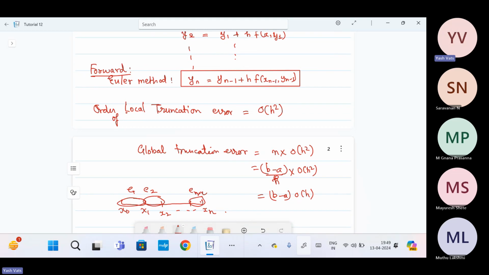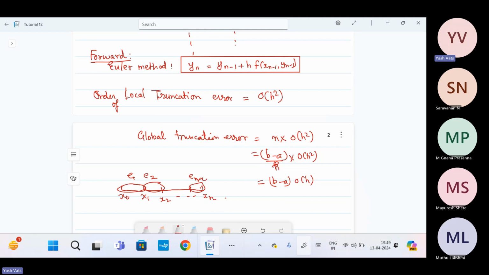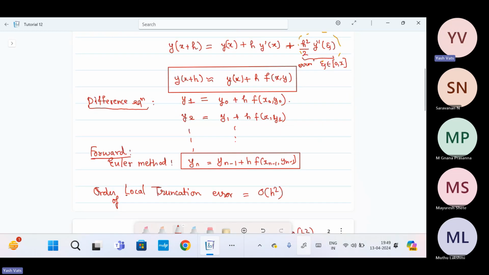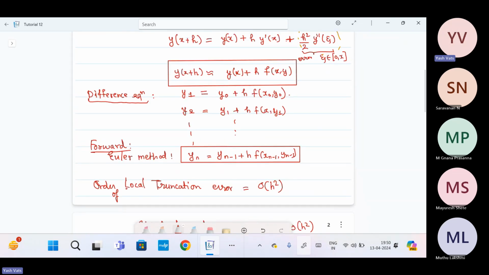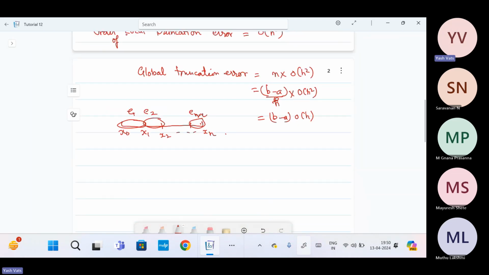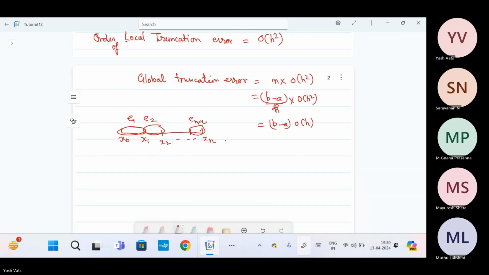So this is the Euler method, and alternatively there is one more name. Euler method is more popular, but forward Euler method can also be used. If the question says to calculate using the Euler method, you need to calculate using the forward Euler method. There are two types of Euler method. If the question says Euler method only, just calculate by forward, but we will discuss the backward Euler method also.